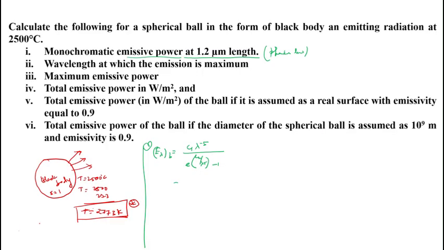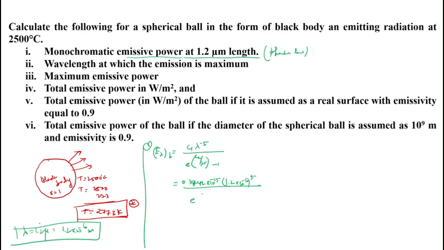Here C1 is 0.3742 into 10 to the power of minus 15, and lambda is 1.2 micrometer. The wavelength lambda of 1.2 micrometer is converted into 1.2 into 10 to the power of minus 6 meter. So lambda can be substituted in meter instead of micrometer, giving 10 to the power of minus 6 whole power 5.